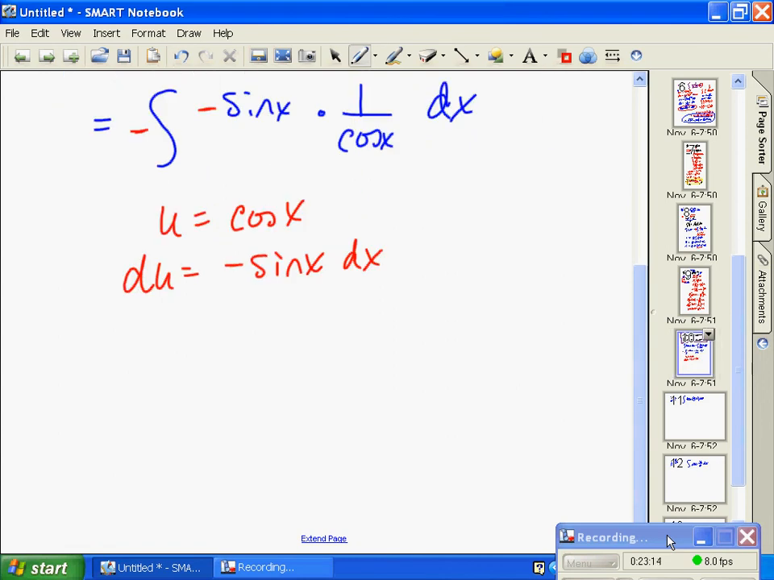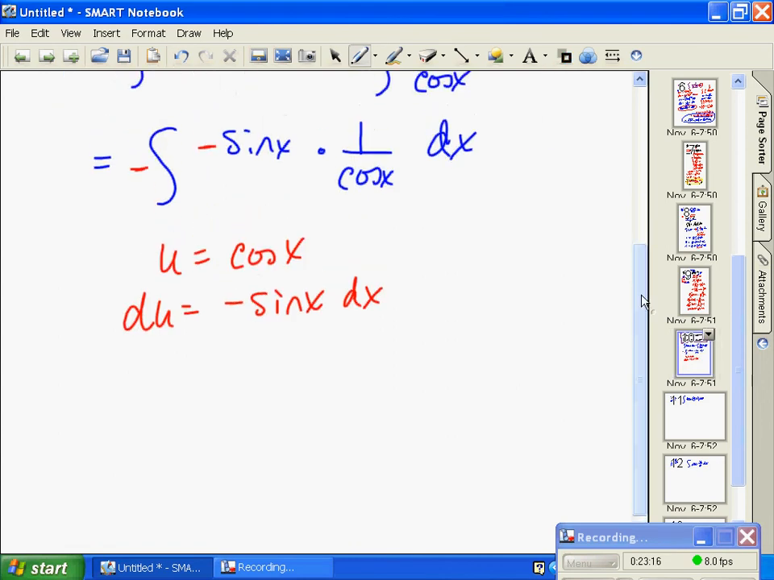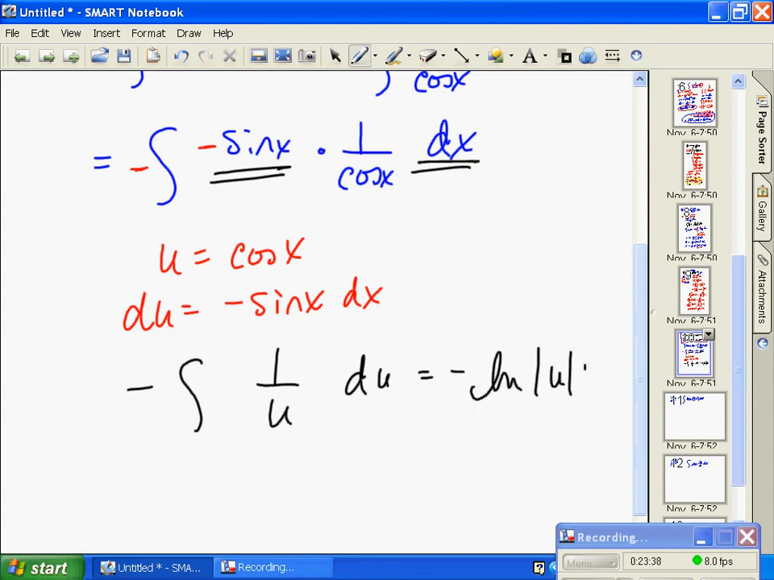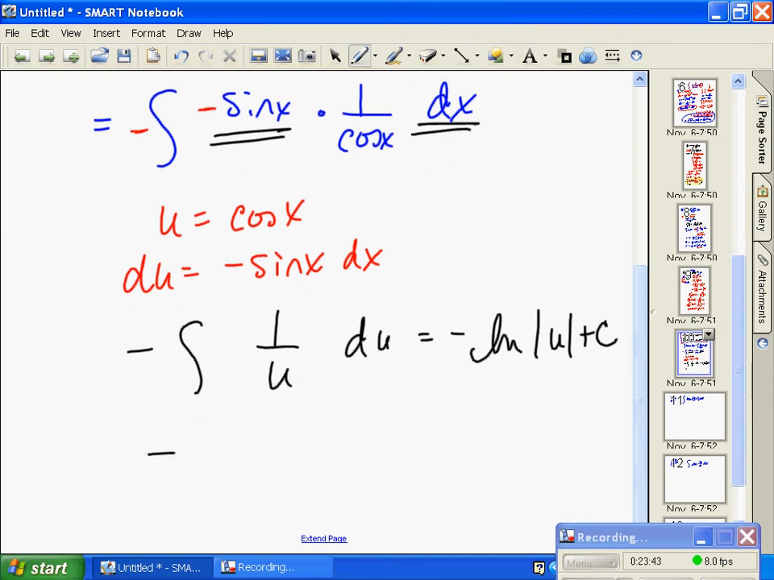So now when I go to rewrite this integral, I have negative integral. This is my du, underlined in 2 black lines there. So there's my du, and I have my 1 over u. So I have negative integral of 1 over u du. Well, that's just real basic. Negative natural log of the absolute value of u plus c. So I get here negative natural log of the absolute value of the cosine of x plus c.